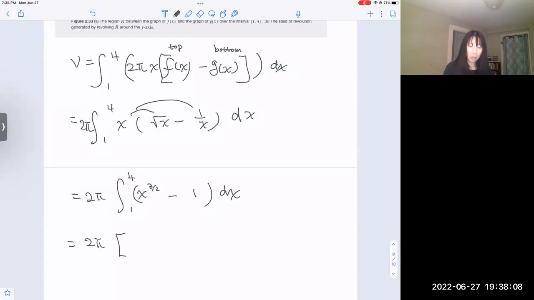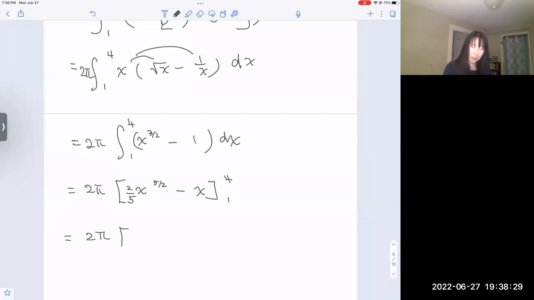So x to the 5 over 2 times 2 over 5, okay good, and then minus x. Very good. So we evaluate from 1 to 4. Now, can you please calculate 2 pi, 2 over 5 times 4 to the 5 over 2, minus x, then minus 2/5 and this is negative 1.